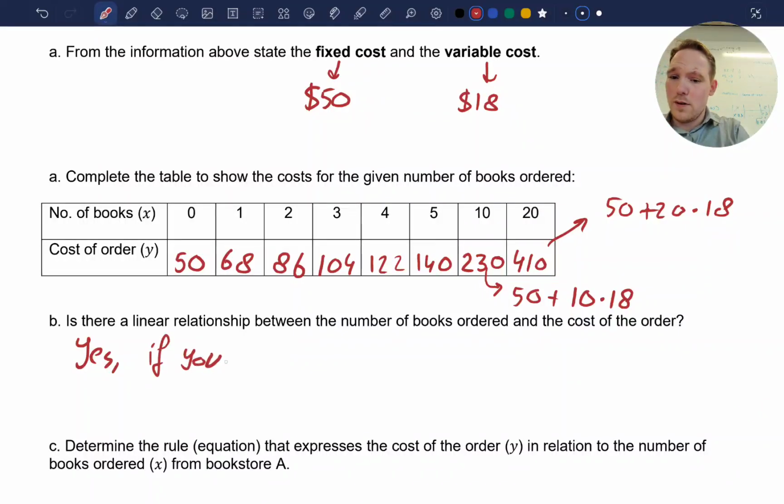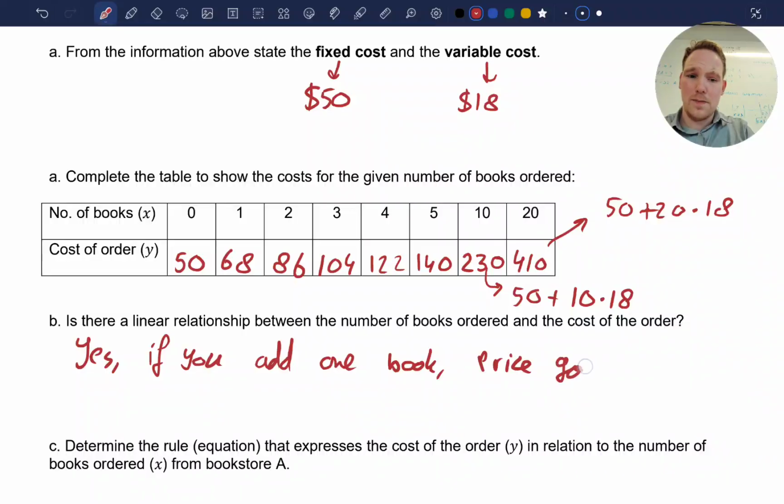If you add one book, the price goes up by 18. So that 18 is what we call the, not the variable, the slope or the gradient. It's rise over run, it's the gradient or the slope.